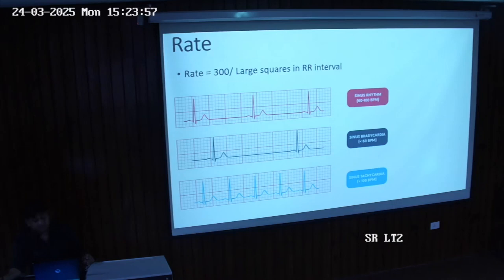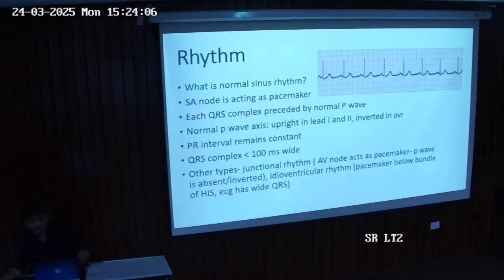So 60 to 100 is a sinus rhythm, less than 60 or nowadays we say less than 50 is bradycardia, and more than 100 is tachycardia. Normal sinus rhythm if the RR interval is equally spaced. You can see the RR interval is equally spaced. There is no QRS widening. That is normal sinus rhythm.